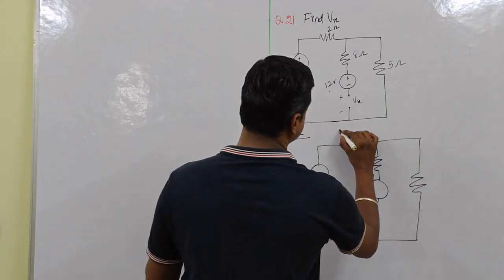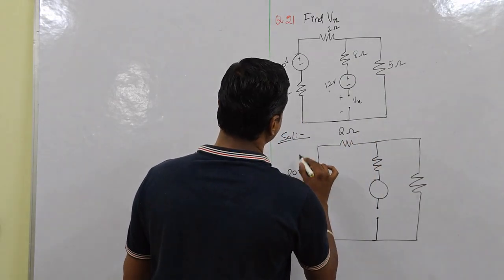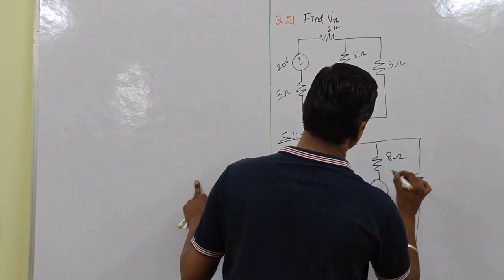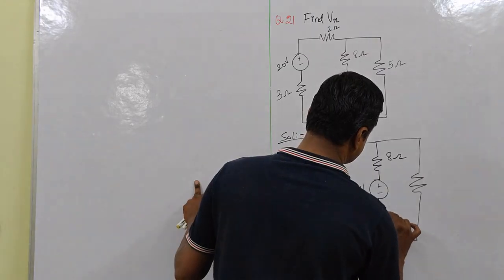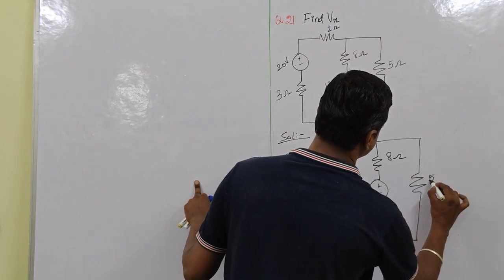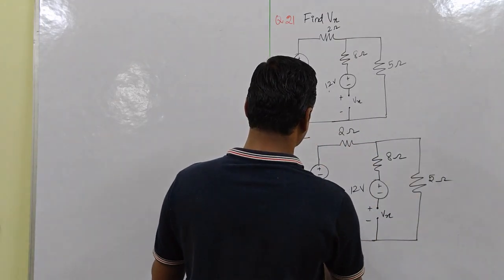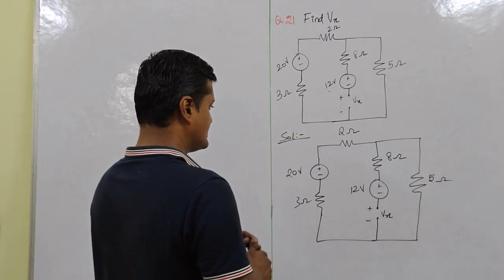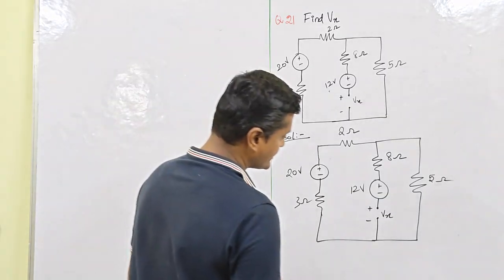Right, so this is 2 ohm, plus minus, this is 20 volt, and this is 8 ohm, and plus minus, this is 12 volt, plus minus Vx, and this will be 5 ohm, 2 ohm, and this will be 3 ohm. Right. So how are we proceeding? First, we have to find the Vx.